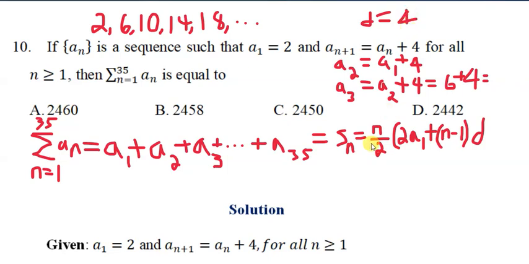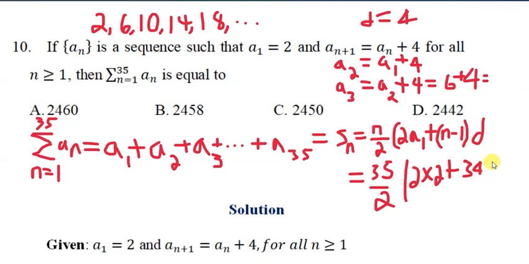Our d is equal to 4. Then this sum is equal to, our n is 35 over 2 times 2 times our a1, which is also 2, as you can see here, 2 times 2, plus our n minus 1. Since our n is 35, minus 1 gives us 34, times the common difference, which is also 4.